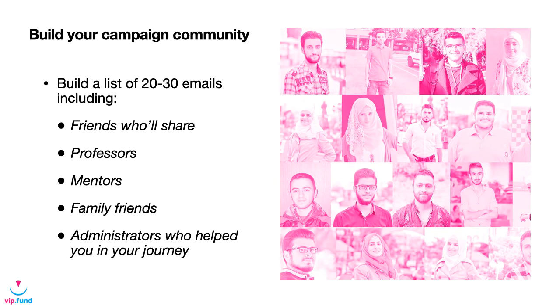Next, after creating the campaign content, you want to move on to identifying the list of people that you'll be sending the campaign content to. To start with, you want to build a list of 20 to 30 emails that include friends, professors, mentors, family, friends, administrators you've helped, or colleagues at places of work that you've worked in. Once you've selected this list, you will send out your first email announcing to the community that you're going to be creating this campaign and you are asking them to help you when the campaign launches. And you may ask for different types of help of different people.